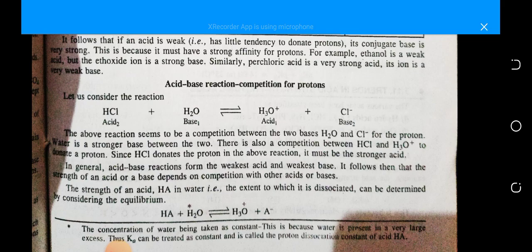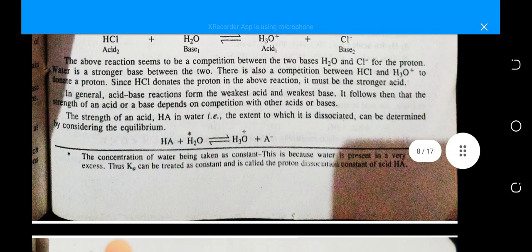The strength of an acid HA in water, the extent to which it dissociates, can be determined by considering the equilibrium HA plus H2O equilibrium H3O+ plus A-.